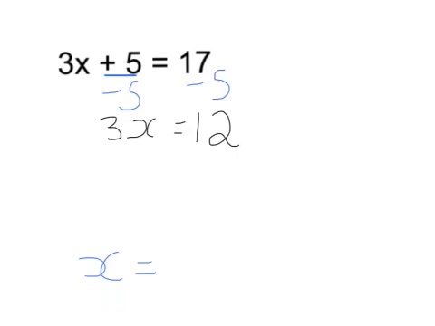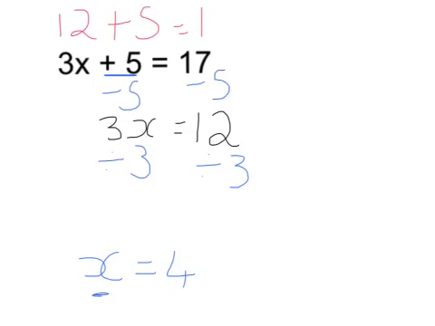So step 2, I need to get rid of the 3. But thinking back to when we were doing those one-step equations, it's a times 3. And the inverse of times, or multiplication, is division. So I'm going to need to divide both sides by the 3. 3x divided by 3 will give me my x. 12 divided by 3 will give me 4. Now, let's go back to the original equation and check it. If x is 4, 3 times 4 would be 12, plus the 5 equals 17. So I know I've got it correct.